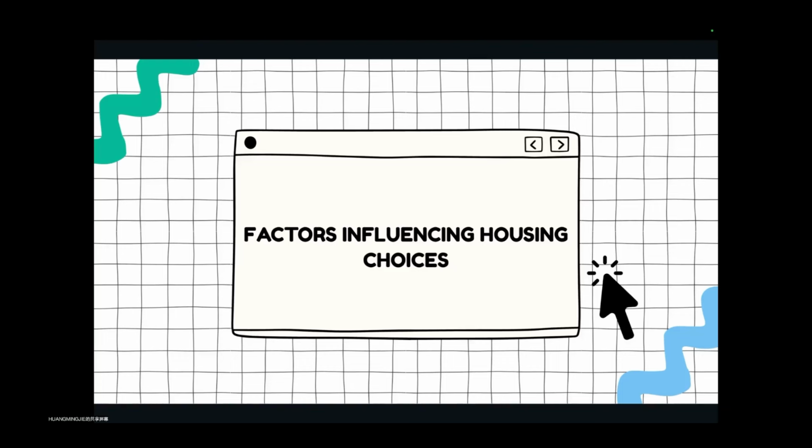What about another? I think the factors influencing housing primarily include economic income, government policies, and population structure. These factors collectively determine housing supply, pricing, and living quality. That's all.